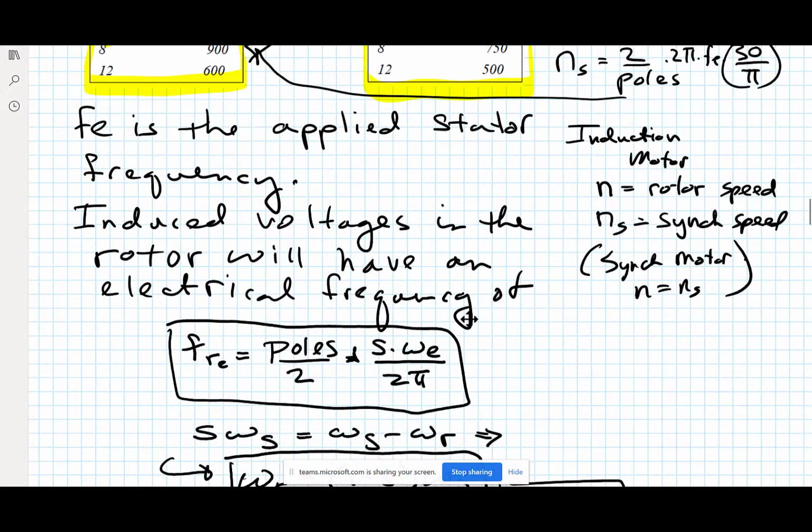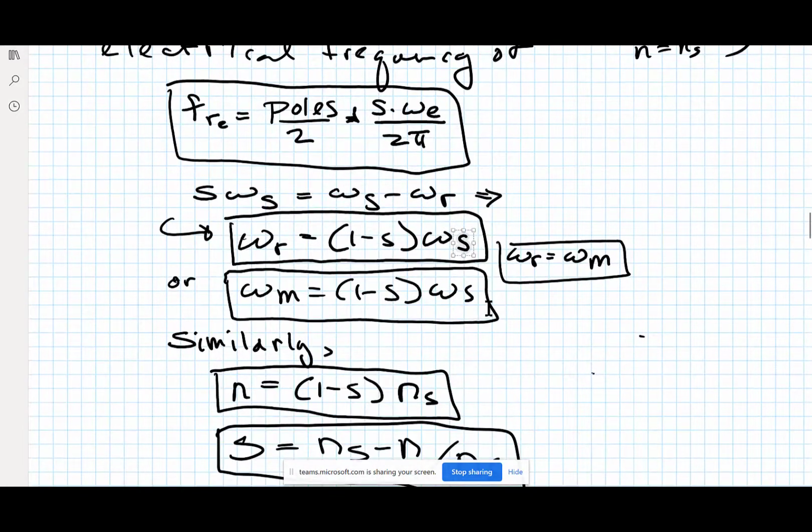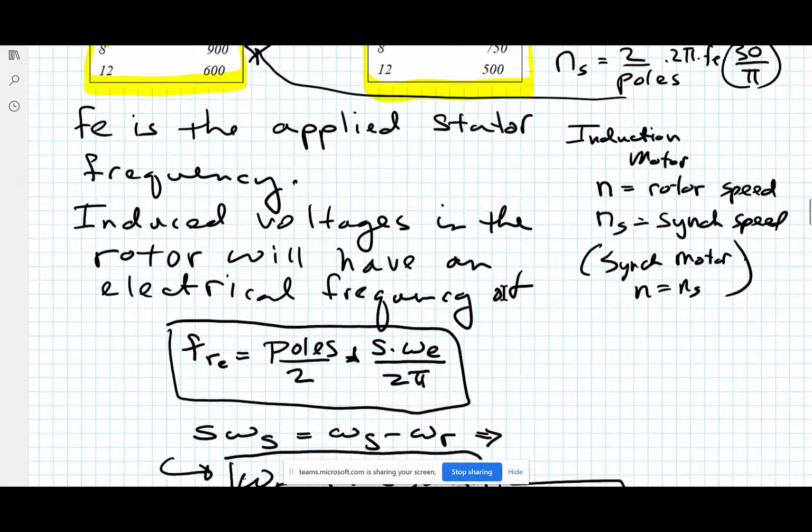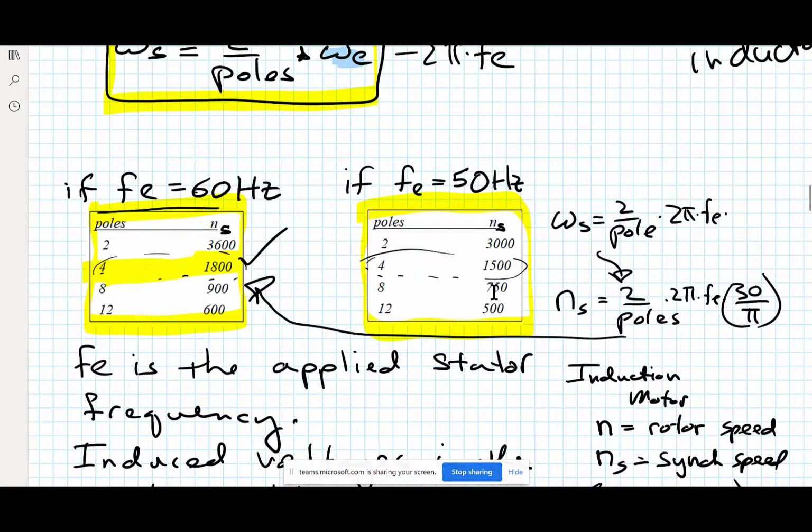And so, any questions about that? Would the slip speed impact the efficiency of the induction motor? No, not really, and you'll see that in a moment. The slip speed would impact it in a good way, let me put it that way.